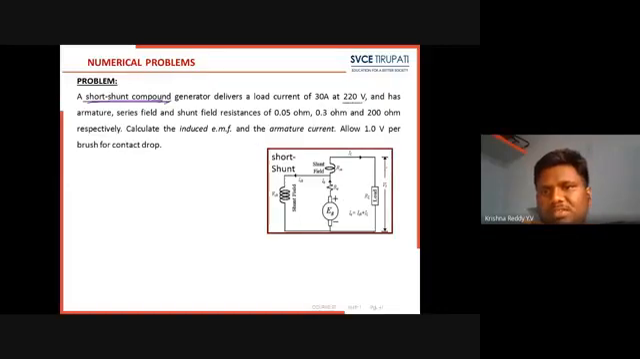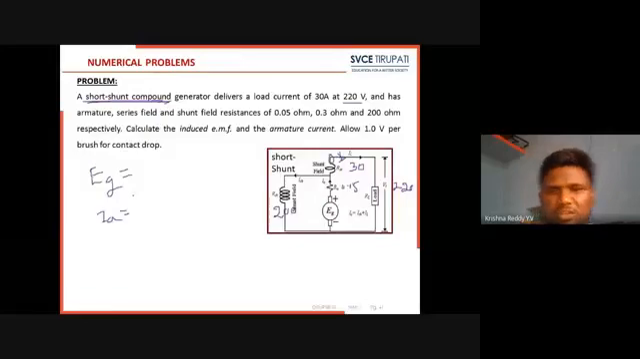The given voltage is 220. The current flowing is 30 amperes, the armature resistance is 0.05, the series field winding resistance is 0.3, and the shunt field winding resistance is 200 ohms. Calculate the induced EMF and armature current. Same as before, we require the induced EMF, EG, and the armature current.